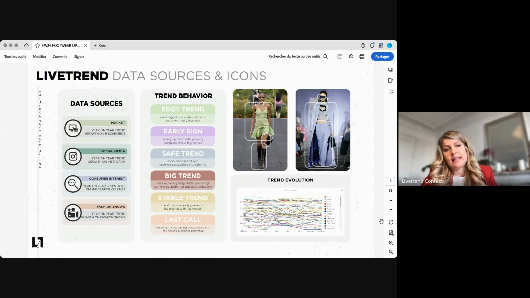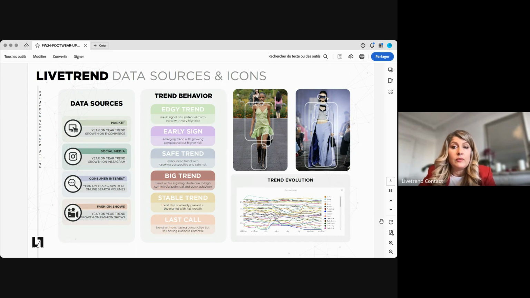So you will find this icon in this presentation: the market, the social media, the consumer interest, and the fashion show. Next to the data sources, you will find a percentage, and this is the year-on-year growth of the trend. And you will also find what we call the trend behavior, that is showing the state and the risk of the trend, from edgy and early signs that are, of course, more risky and newer, to stable and last call trends that are in a decreasing perspective, but still a business potential.